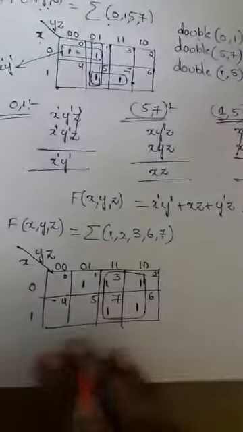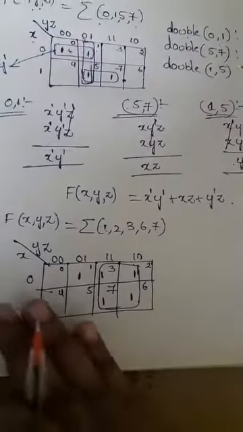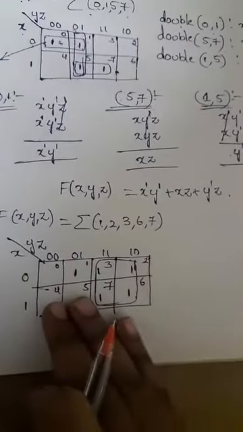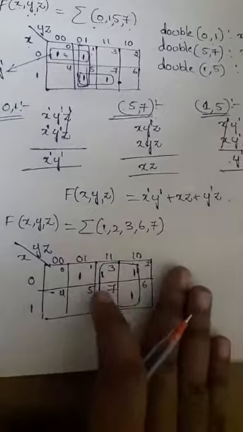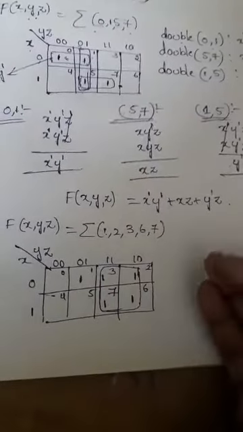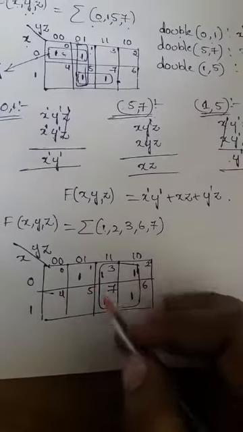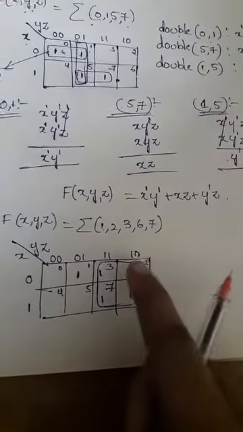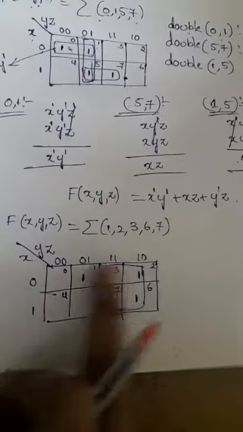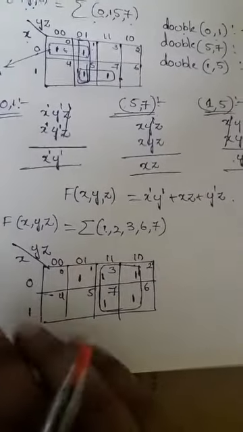That means no octet is possible here, since it doesn't consist of 8 cells with value 1. So directly we can say that no octet is possible. And one more thing: is any quarter possible? That means 4 adjacent cells consisting of ones. Directly we can say that one quarter will be formed. Is any other quarter formed here? No.